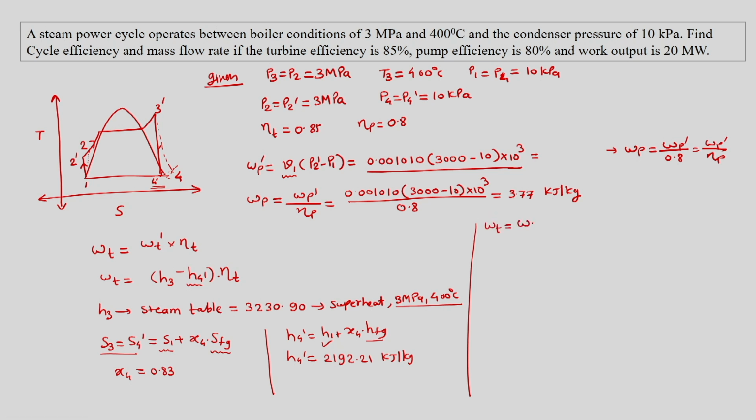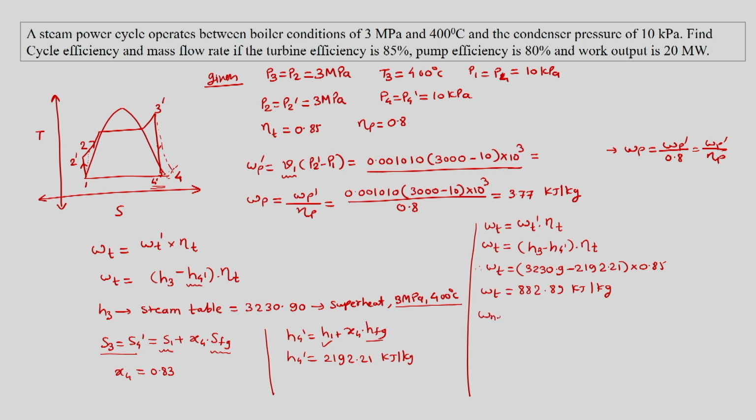Having said this, we can now find the turbine work as expected. The turbine work is equal to Wt' into the turbine efficiency. So Wt' is (H3 minus H4') into the turbine efficiency. H3 is known to us: 3230.9 minus 2192.21, into 0.85. So we get the turbine work as 882.89 kilojoule per kg. So this is the turbine work.